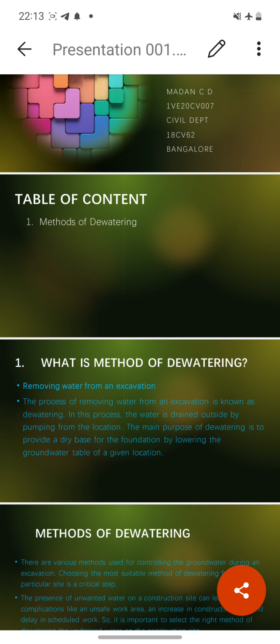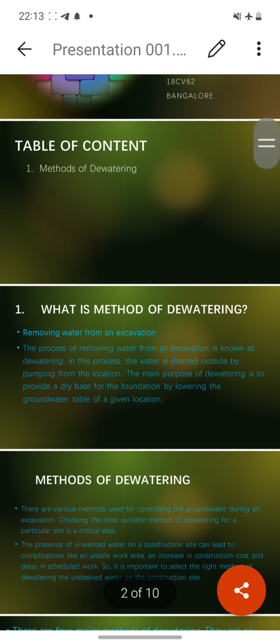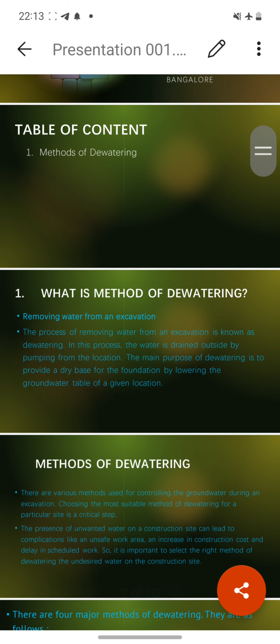What is the method of dewatering? Removing water from an excavation, and the process of removing water from an excavation is known as dewatering. In this process, the water is drained outside by pumping from the location.